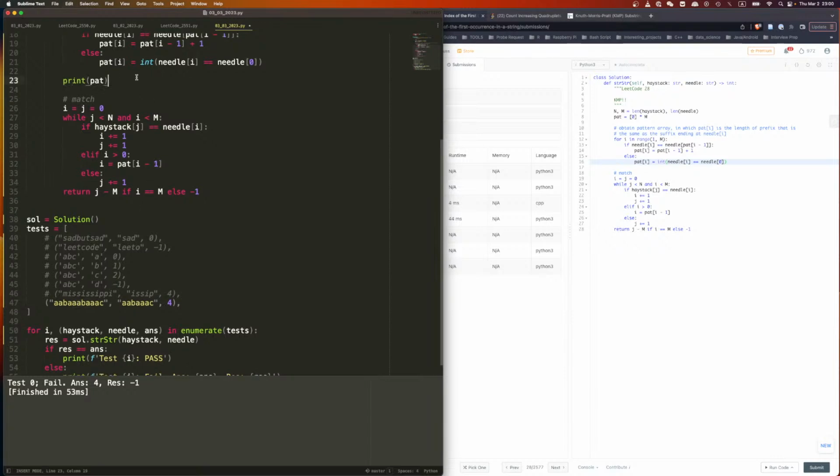Alright, pattern. Let's see, pattern is right. 0, 1, 0, 1, 2. I think this should be 2, right? I think it's the issue with the pattern. Oh, yeah, that should be 2 because the prefix is AA and this is AA.